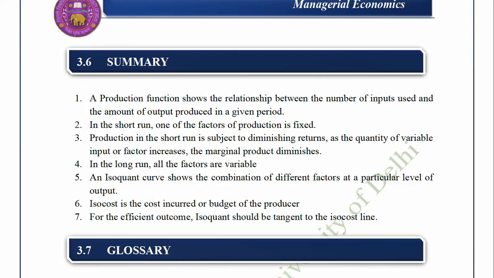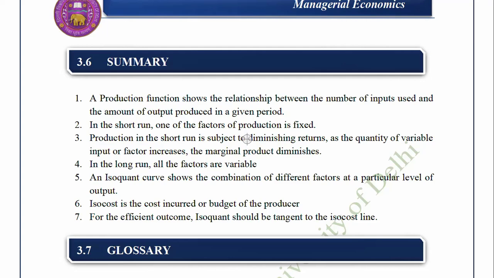3.6 Summary. 1. A production function shows the relationship between the number of inputs used and the amount of output produced in a given period. Second, in the short run, one of the factors of production is fixed. Third, production in the short run is subject to diminishing returns as the quantity of variable input or factor increases, the marginal product diminishes. Fourth, in the long run, all the factors are variable.